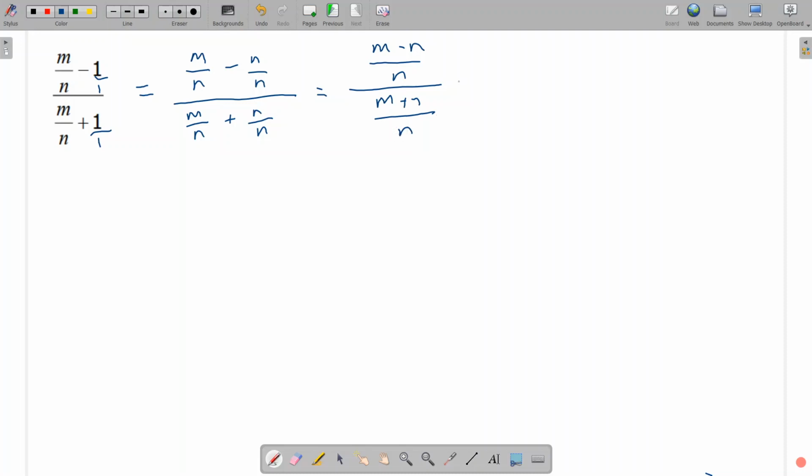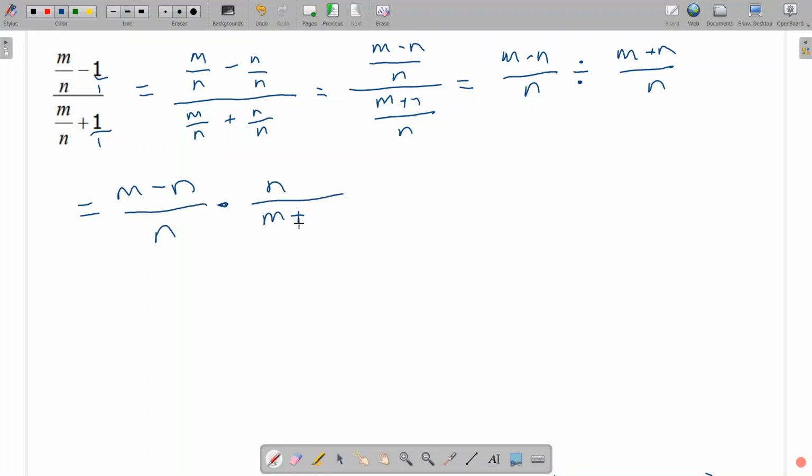And now I can change it to my division problem. Or if you want to just skip to multiplying by the reciprocal, that's okay too. And then we see that these n's are going to cancel. I cannot cancel the m minus n with the m plus n. So that's going to be our final answer.